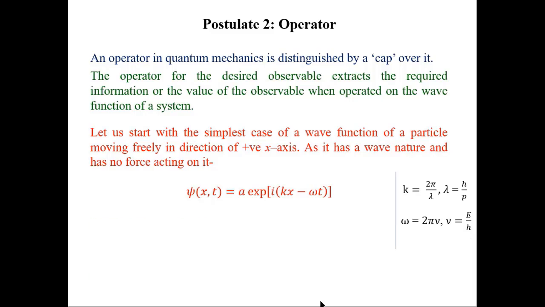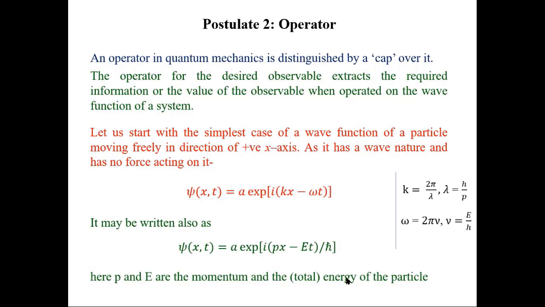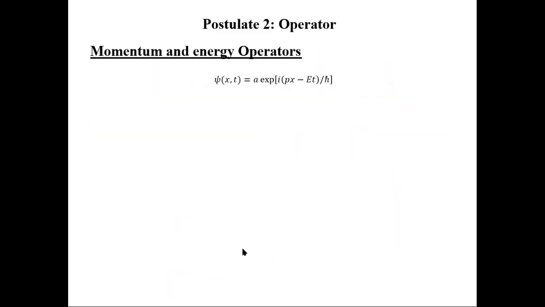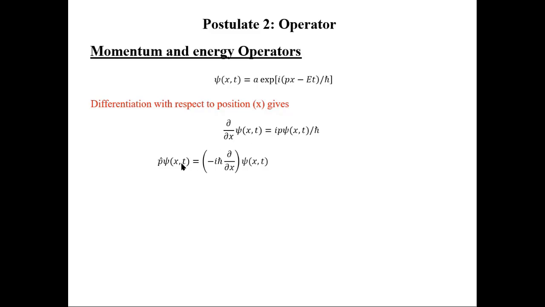So the substitution can simplify this equation as this, where p is the momentum of the particle and E is the total energy of the particle. Now we need some instructions to find the value of this p and E. To extract this p out of this equation, we need to differentiate this equation with respect to position. So if we do that, we get this, or we can rewrite this equation like this. This p can be written as p cap, where p cap is an operator.